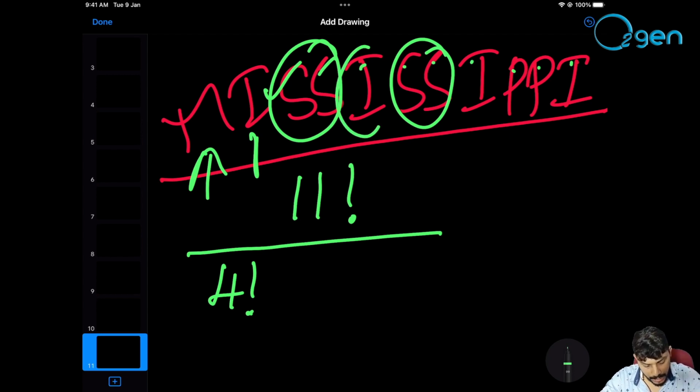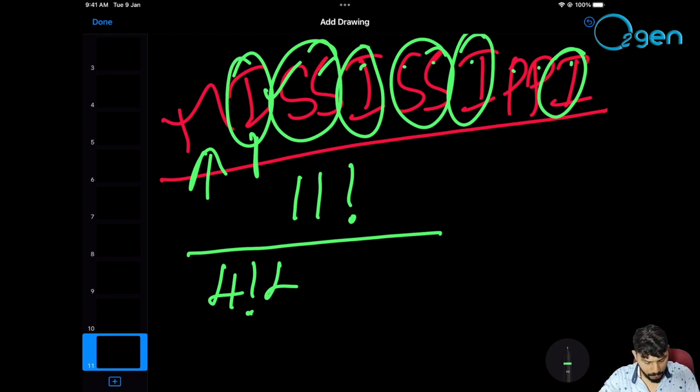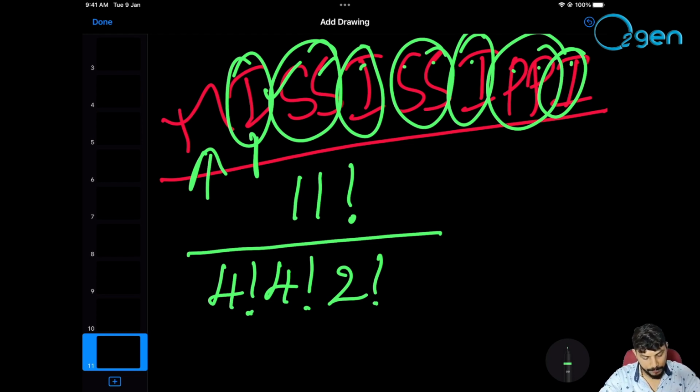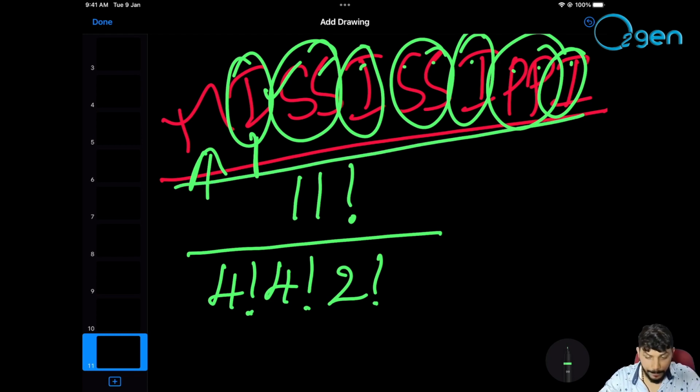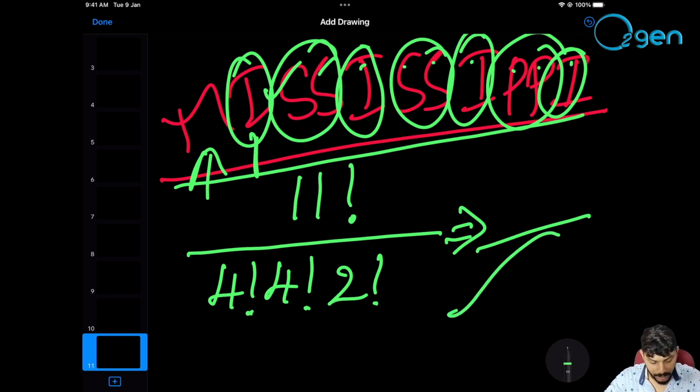P is repeated twice, so divided by 2 factorial. So the letters in the word MISSISSIPPI can be arranged in 11 factorial divided by 4 factorial into 4 factorial into 2 factorial different ways. We can simplify it and you will get the answer. That is the arrangement of the letters in the word MISSISSIPPI.